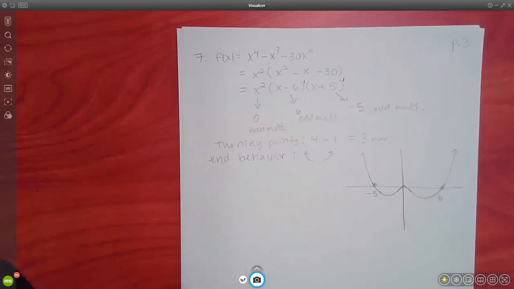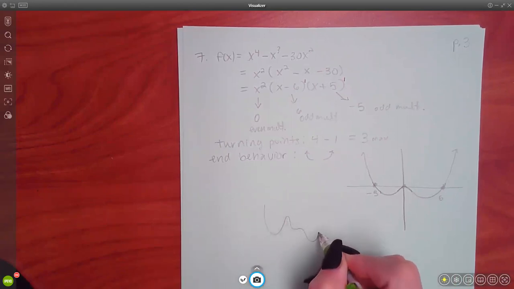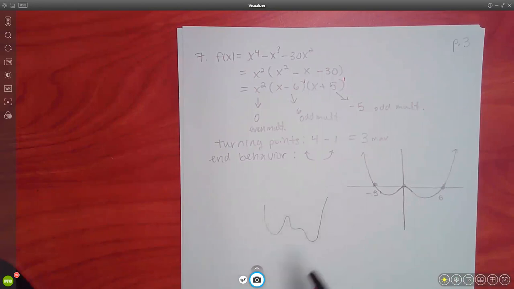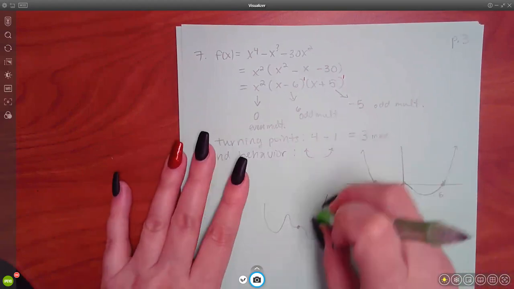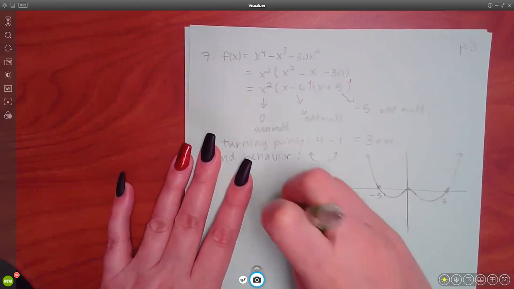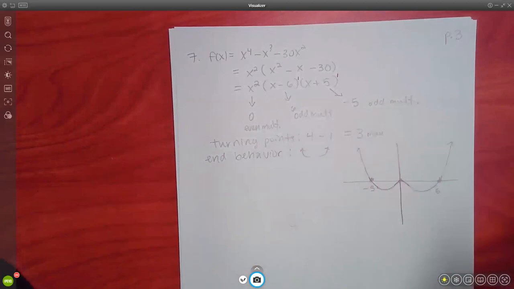I don't know how else, unless it did this, watch. It has something like that, like a weird little dip. This is considered a turning point. It doesn't really create a valley or a hill. It just changes. It wiggles in there. And the wiggling is also a turning. But I don't think that that happens. I don't know. Let's see.